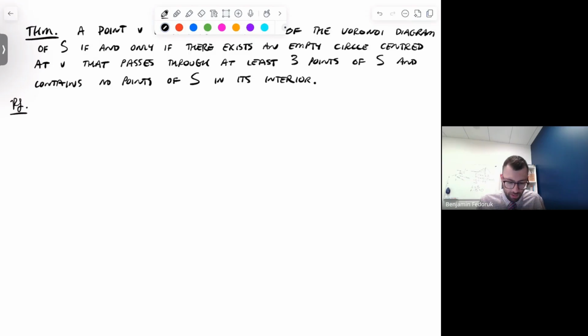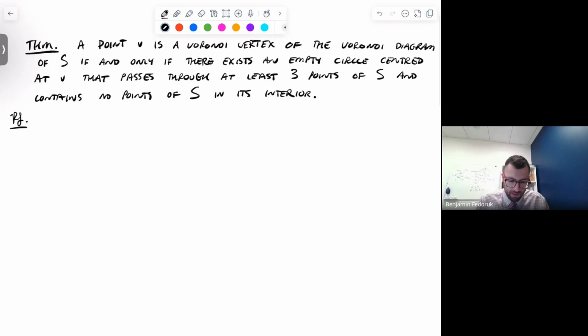All right, so now we're going to do a quick proof on Voronoi vertices and empty circles. So the theorem we're proving is: a point V is a Voronoi vertex of the Voronoi diagram of S if and only if there exists an empty circle centered at V that passes through at least 3 points of S and contains no points of S in its interior.